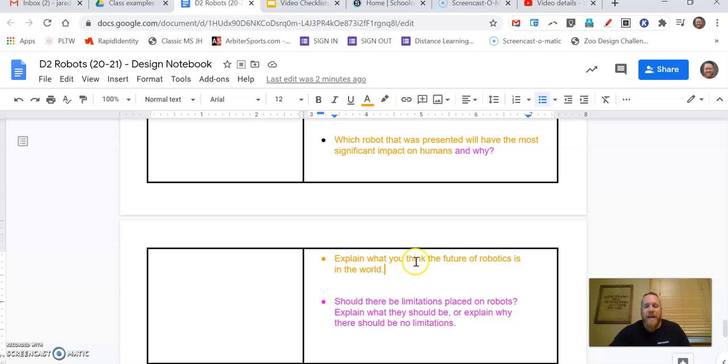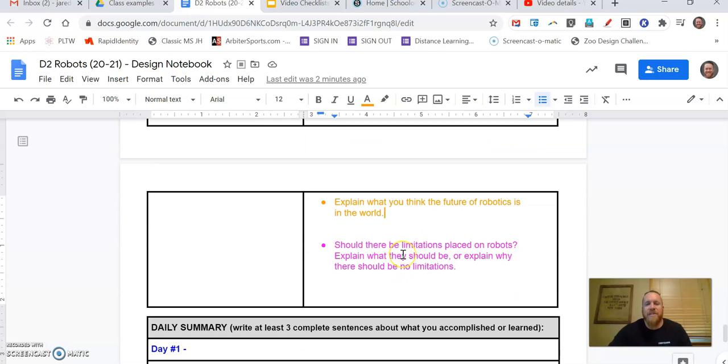Okay. And then the last question, which is in pink. So this is an aspire to question. So again, you can make the choice not to answer this. We would love you to answer this, but this is an aspire to question. Should there be limitations placed on robots? Should there be rules in place in terms of what people can create in terms of robotics? And then explain what those limitations should be. Or if you think people should be able to create whatever they want, there shouldn't be any limitations, explain why you think that.